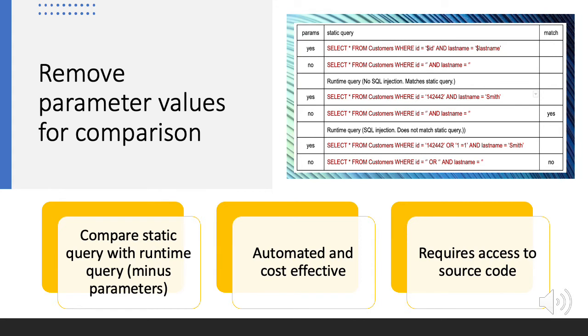The next method involves removing parameter values for comparison. The researchers proposed a method to detect SQL injection attacks by removing parameter values of the SQL queries at runtime, then comparing them with static queries prior to execution. If the queries match, that would mean it's okay. Otherwise, it is abnormal and could be a SQL injection attack.